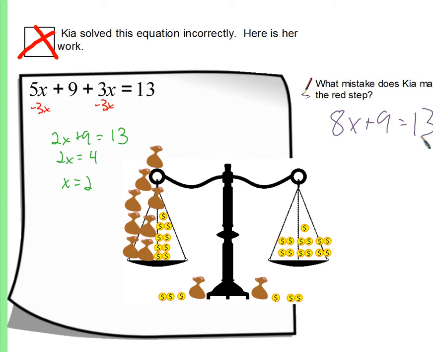If you want to subtract 3x from both sides, you could. You would get 5x plus 9 on one side, and 13 minus 3x on this side. We have to get the x's to be back on the same side, right? And it'd just be an extra step. So we wouldn't do that. Then subtract 9, 8x equals 4, x equals 1 half.